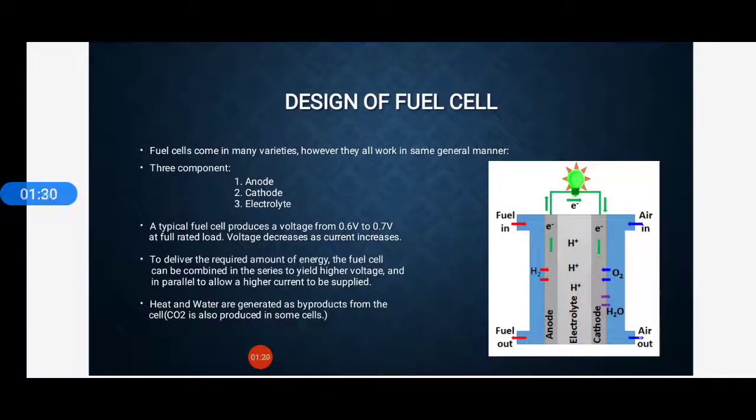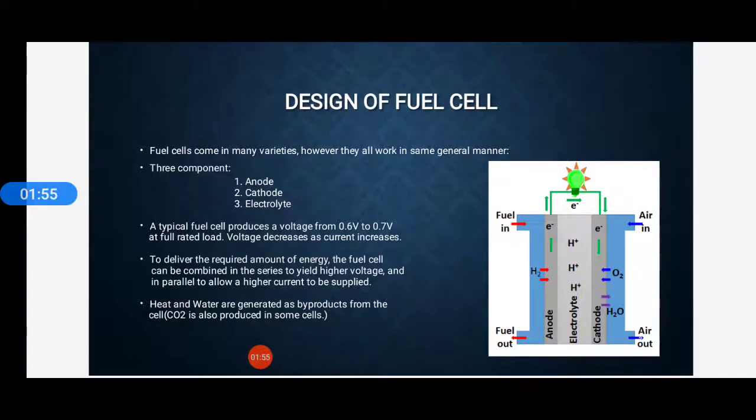Second is the design of fuel cell. Fuel cell comes in many varieties, however they all work based on the same principle. There are three components in any fuel cell: the anode, cathode and electrolyte. A typical fuel cell produces 0.6 volt to 0.7 volt. At full rated load, voltage decreases as current increases.